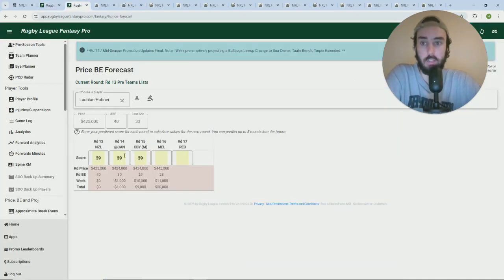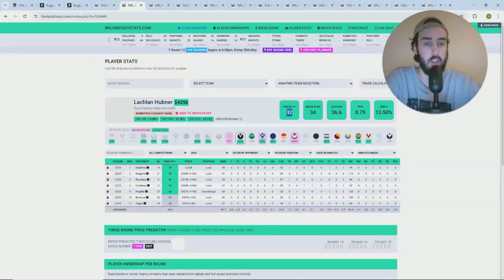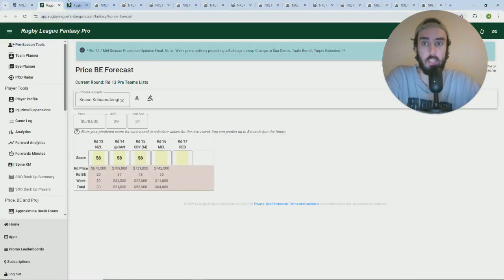So we'll start with Hubner first. In the next 3 games, he's projected to score 39, like we just said. So he's expected to make 20k over that mark, which is decent. It means he hasn't peaked necessarily yet, even with a 40 break even, which is higher than his average, because it's a bit of a false positive: he's actually priced at 32, even though he's averaging 38.6. So he's going to score 39 and make 20k in that time, realistically.